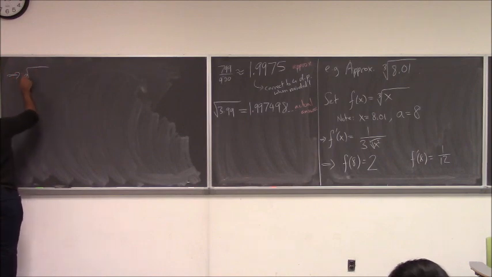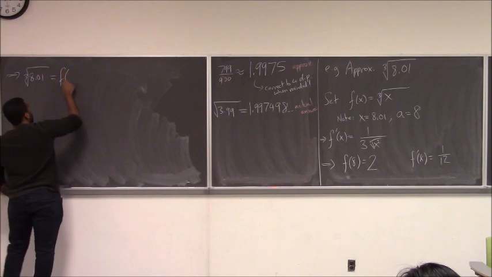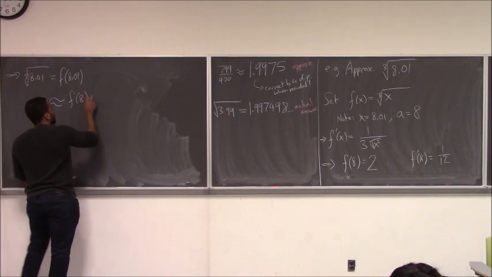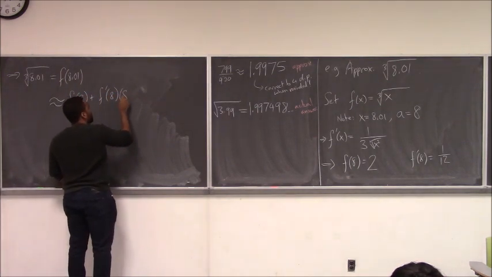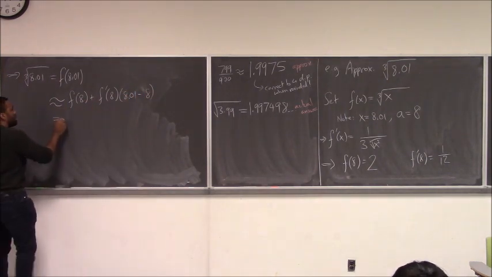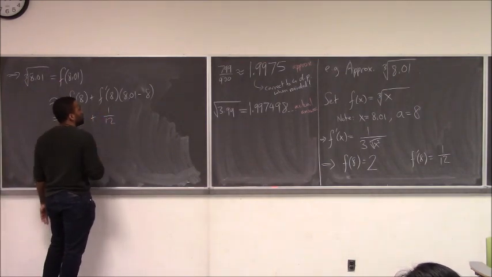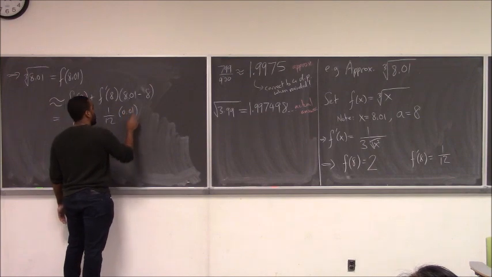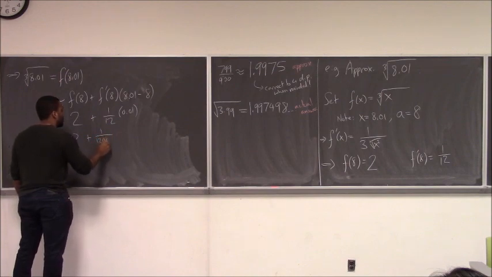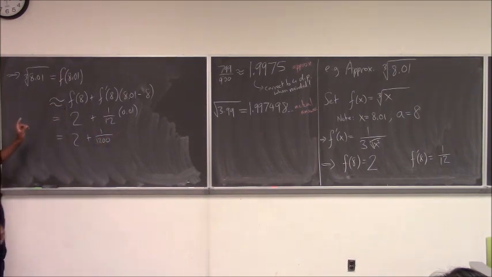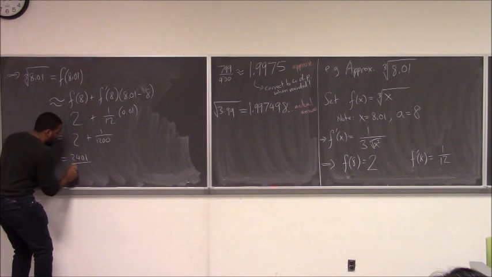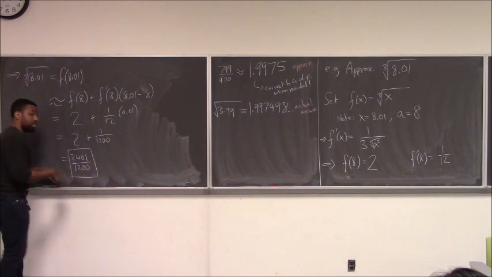So this means the cube root of 8.01 is actually f of 8.01, but I know that is approximately equal to f of 8 plus f prime of 8 times x minus 8. That is equal to 2 plus 1 over 12 times 0.01, which is 1 over 1,000. So this is 2 plus 1 over 1200. So this would be 2400 over 1200 plus 1, that's 2401 over 1200. That would be my approximation. That would be your answer.